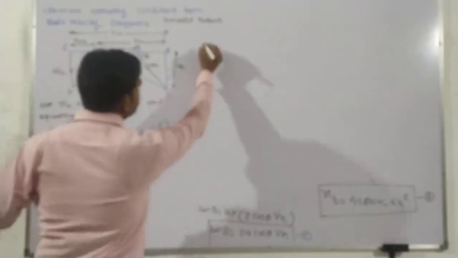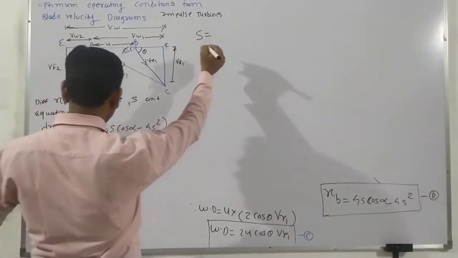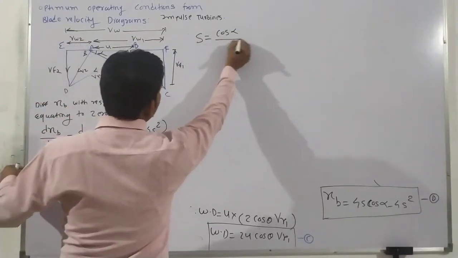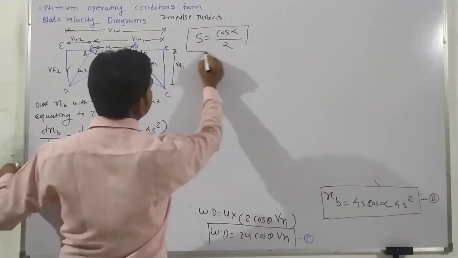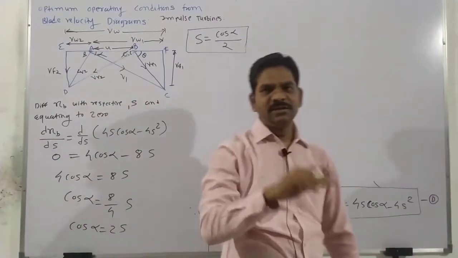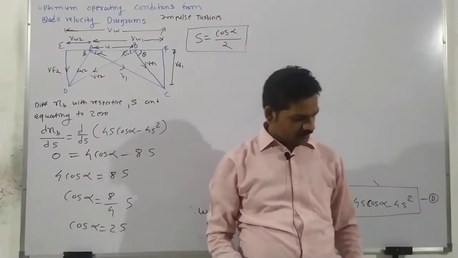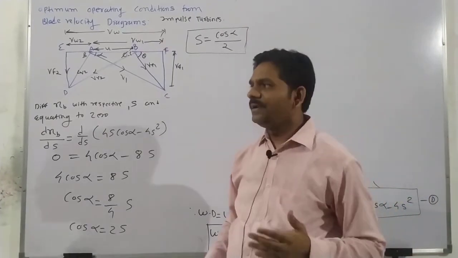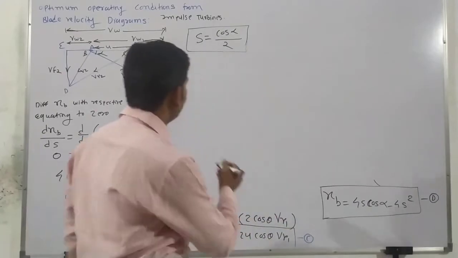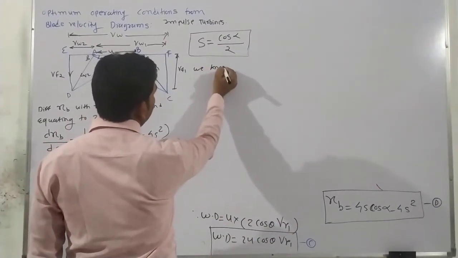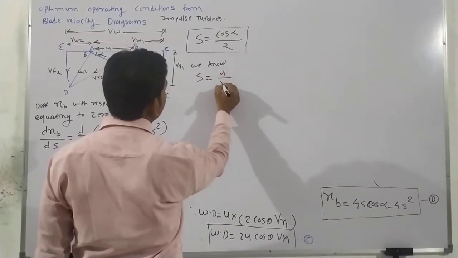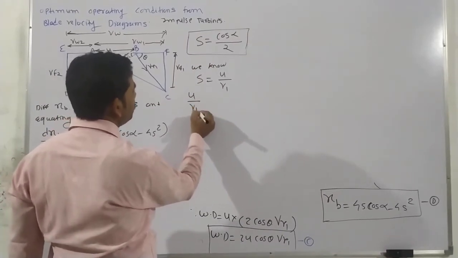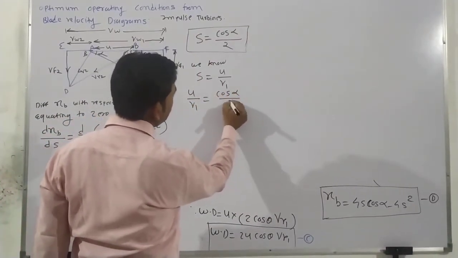So from this, what do we write down also? S is equal to what? Tell me. Cos alpha upon 2. We get this condition, right? We get this formula from the definition of S. But we know the S definition. What is the S definition? It is the blade speed ratio. So S means U upon V1, right? So we also consider here that U upon V1 is equal to cos alpha upon 2 also.